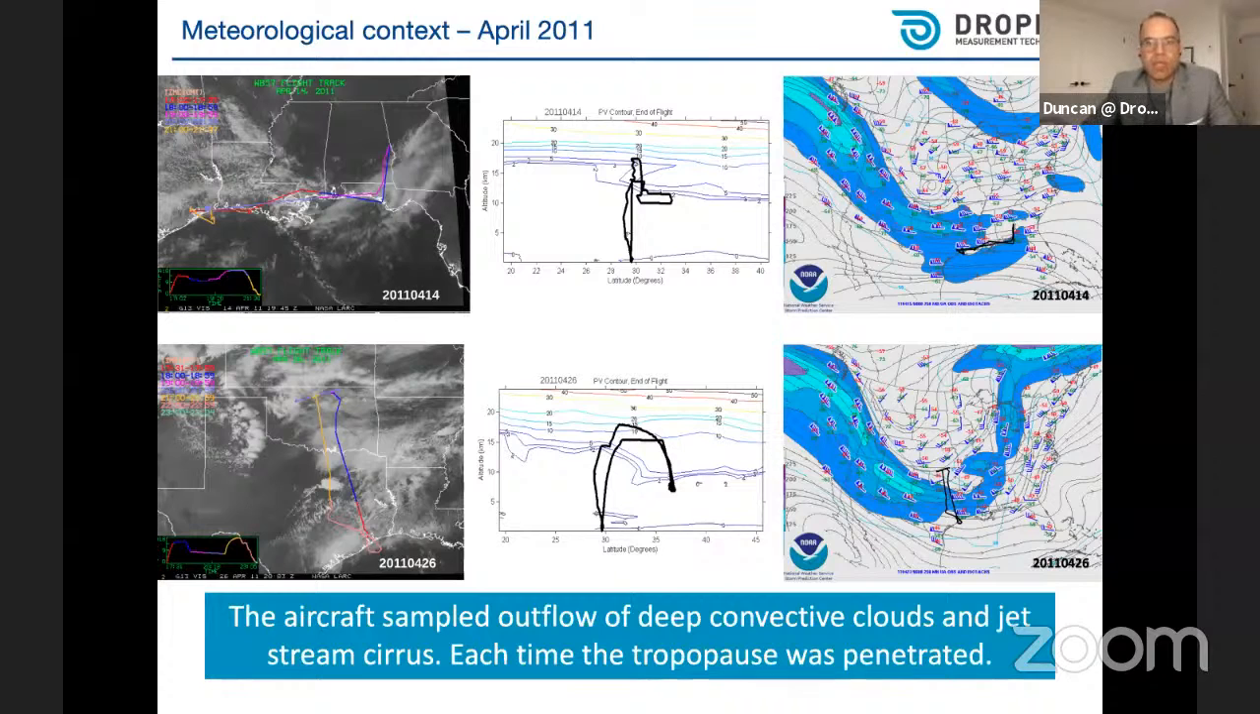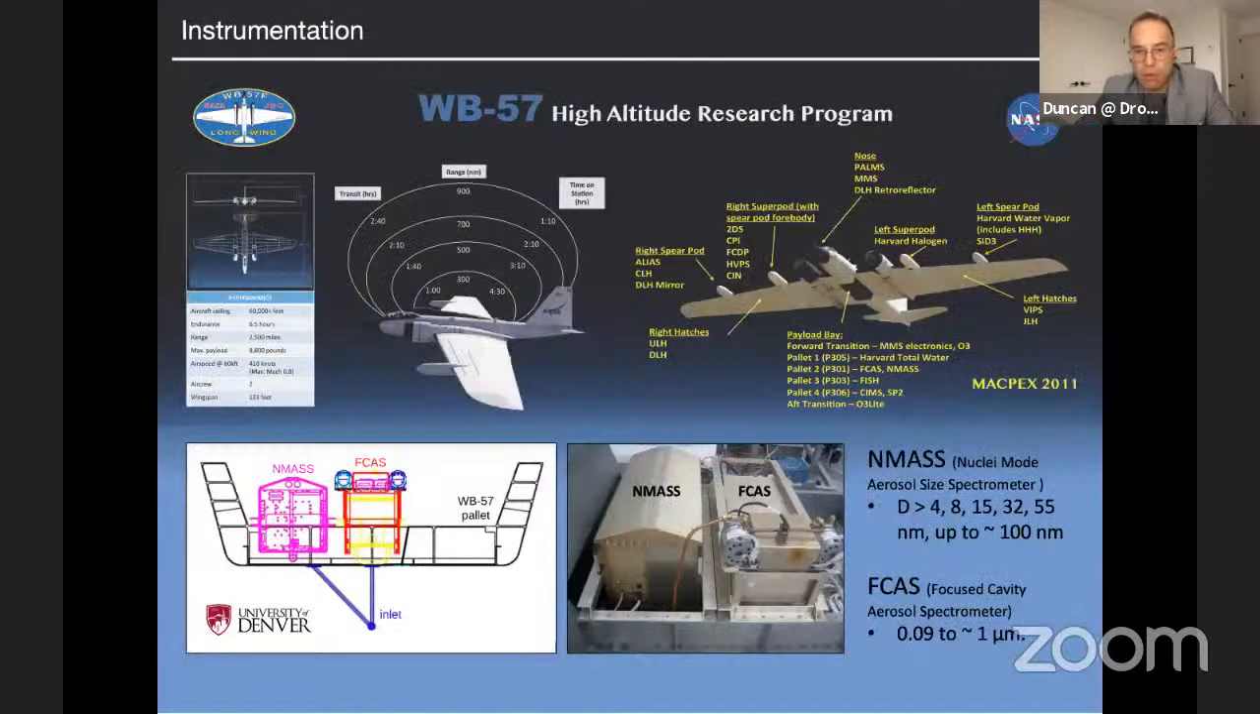The aircraft was the NASA WB-57, and it has a very good high altitude flight capability. It was heavily instrumented with cloud physics instruments, aerosol instruments, also a suite of water vapor instruments. The instruments that I'm going to talk about today are the NMAS and the FCAS. These were instruments that I had built with my advisor in the lab, and the instruments that he had operated for several years in his group.